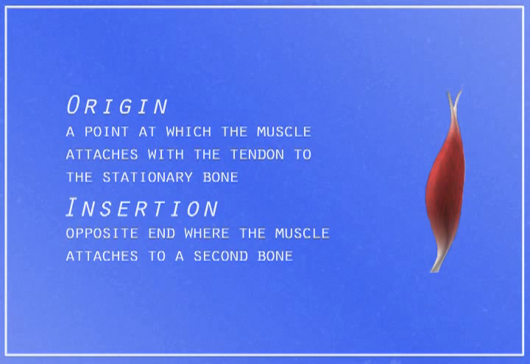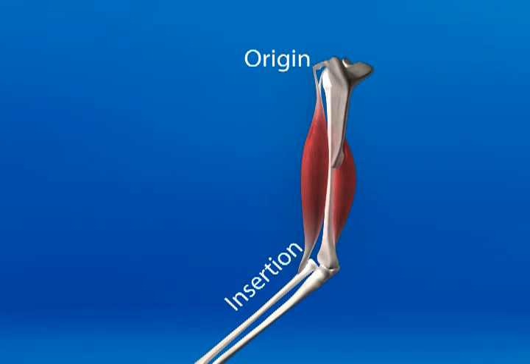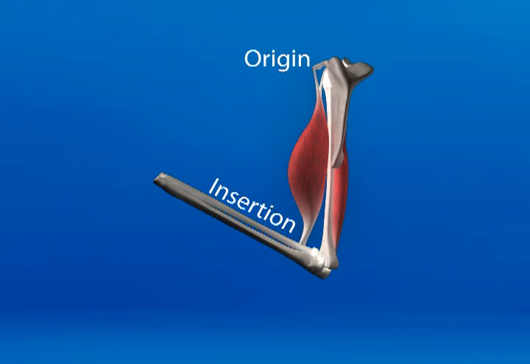The best way to decipher which is the insertion and which is the origin is to reason through the muscle and its movement. When you flex a muscle, the insertion moves towards the origin. So the origin of your bicep is near your shoulder, and the insertion is on the top of your forearm.